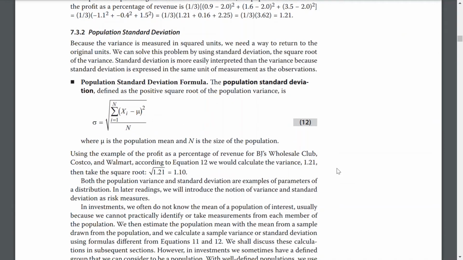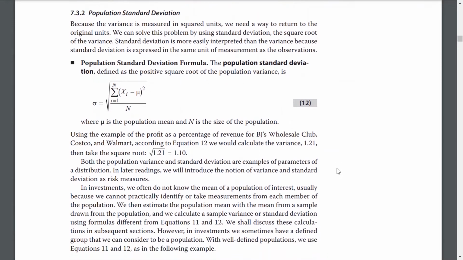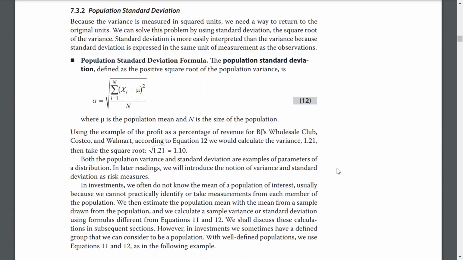7.3.2, population standard deviation. Because the variance is measured in squared units, we need a way to return to the original units. We can solve this problem by using standard deviation, the square root of the variance. Standard deviation is more easily interpreted than the variance because it is expressed in the same unit of measurement as the observations.